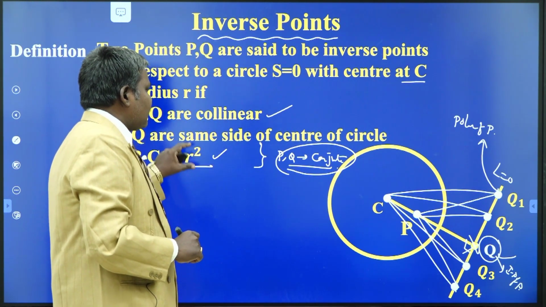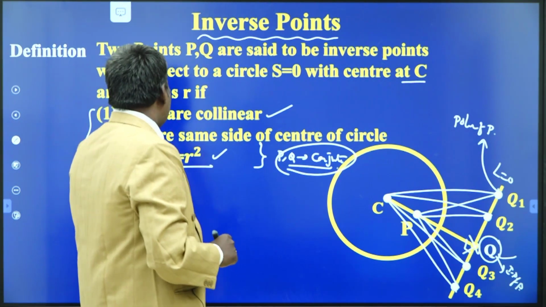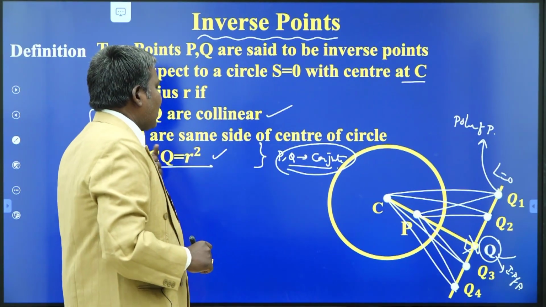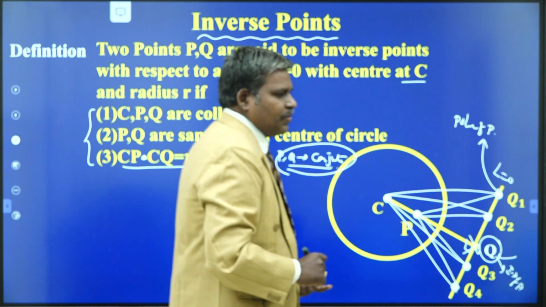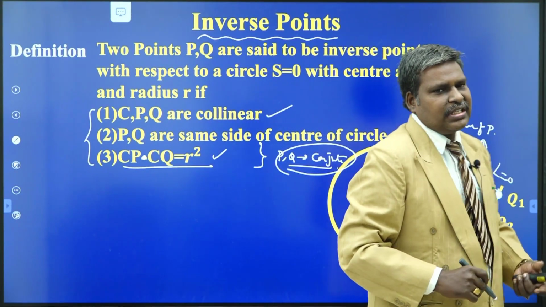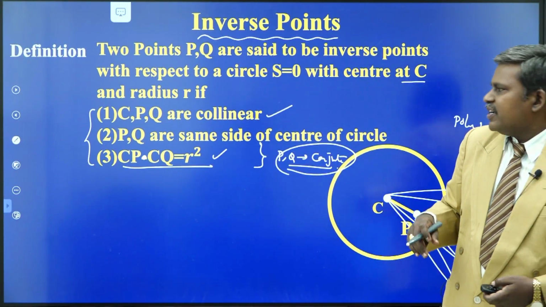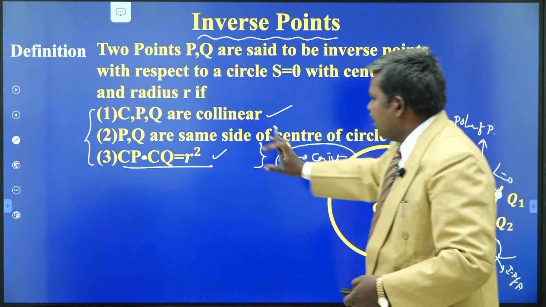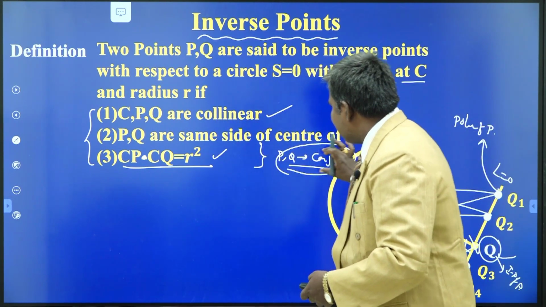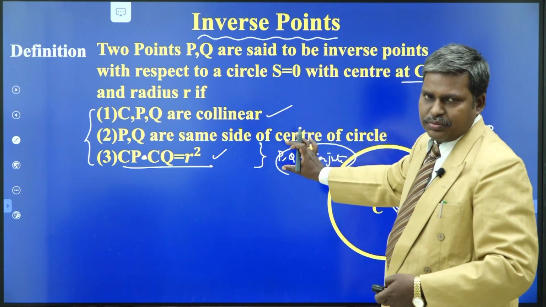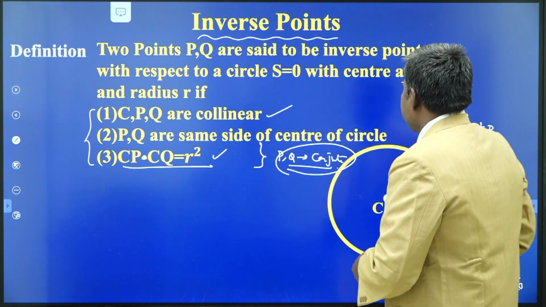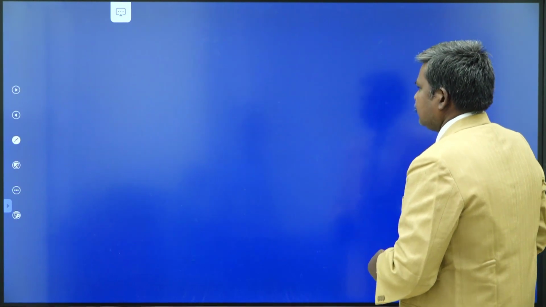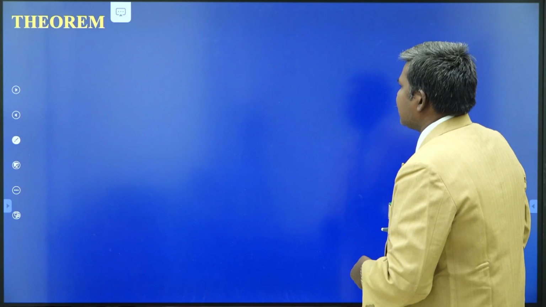So this is the definition. By the definition itself we can define in this manner also. C, P, Q are collinear and P, Q are conjugate with respect to the circle. Then we say that the 2 points are inverse points with respect to the circle. The meaning of these 2 implies S12 equal to 0. Let us prove. So that is the definition of the inverse points.